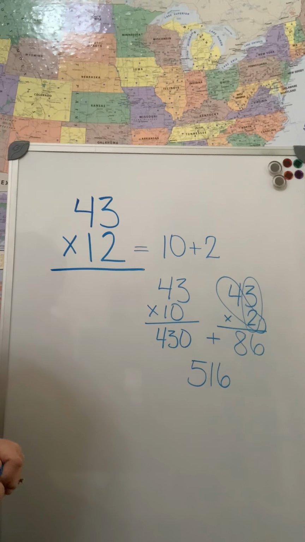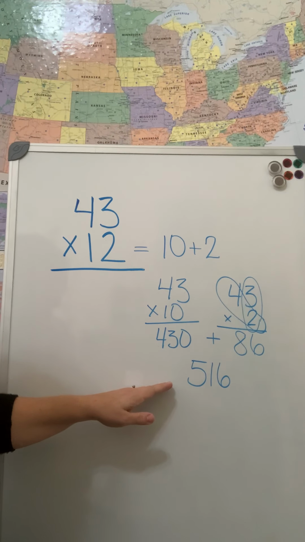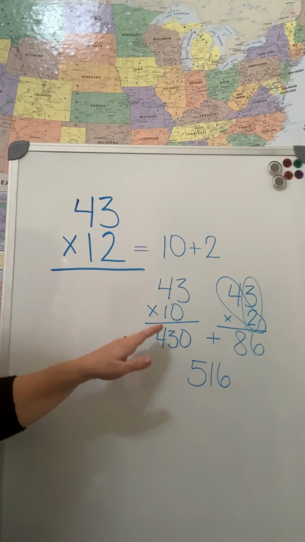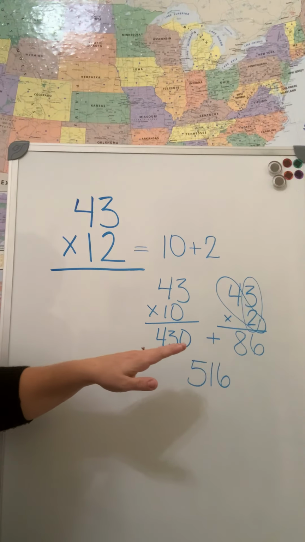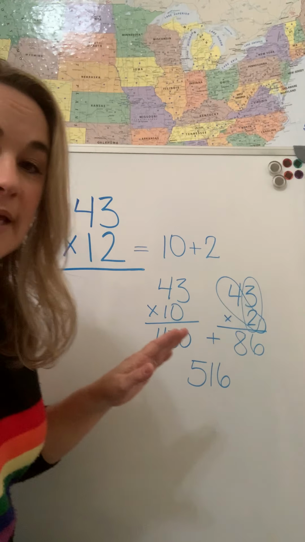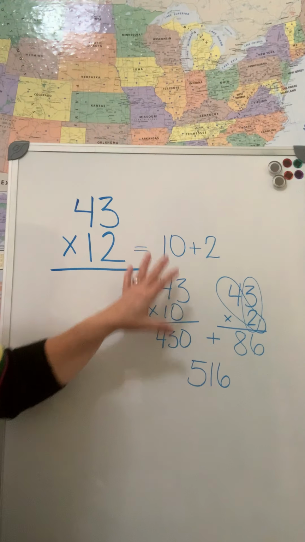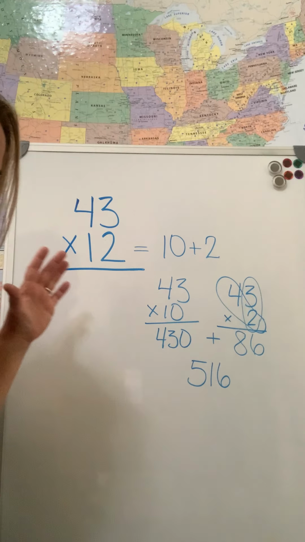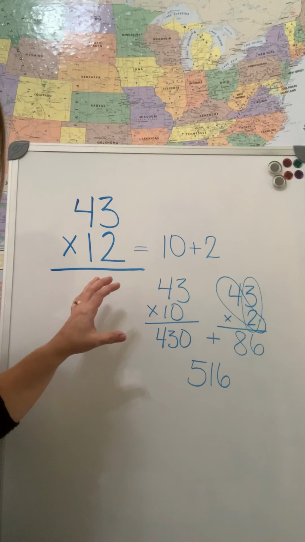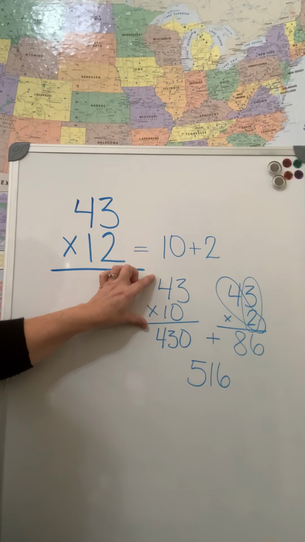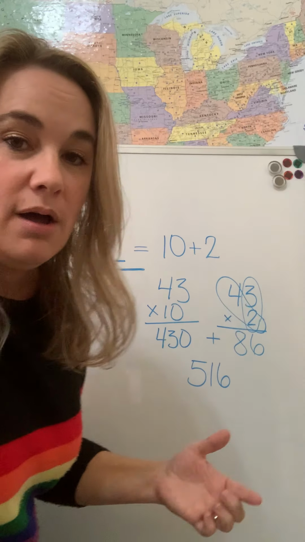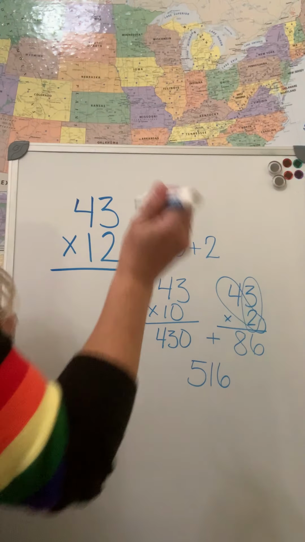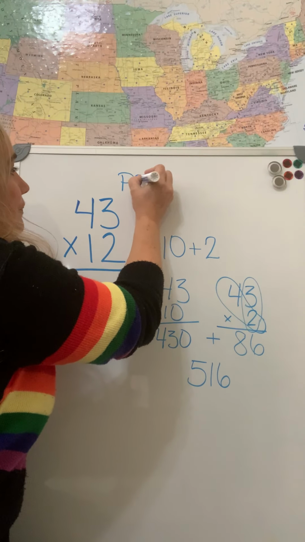Okay? So when we multiply by a 2-digit number, we don't need to do 2 steps every time like I've just shown you. We can actually do it in a simpler way, but I wanted to break that down and show you. This is called partial products. The product of 43 times 10 and the product of 43 times 2 are called partial products. I'll write that down so you can see.